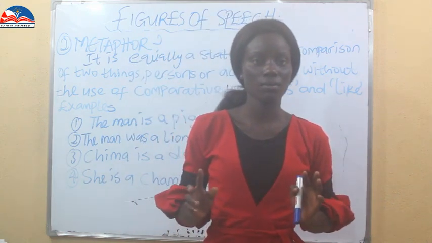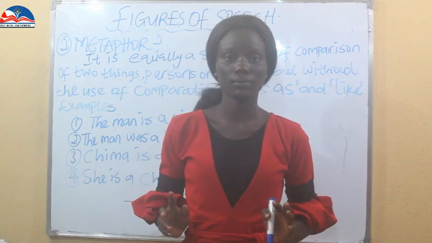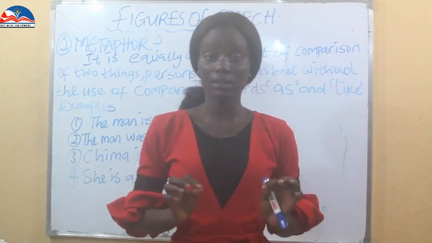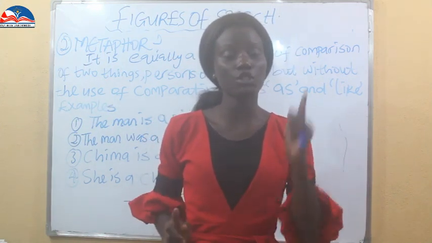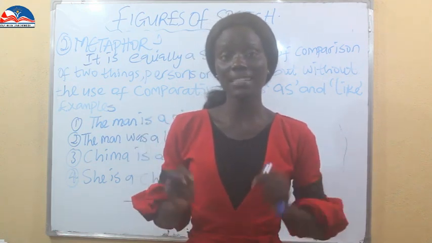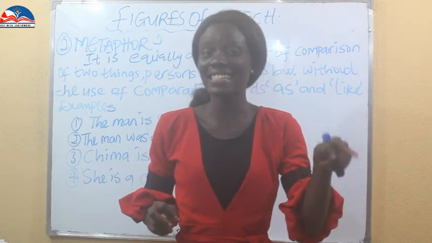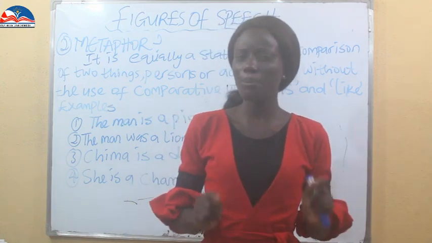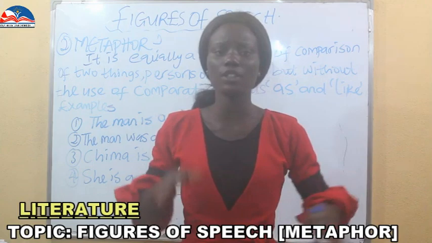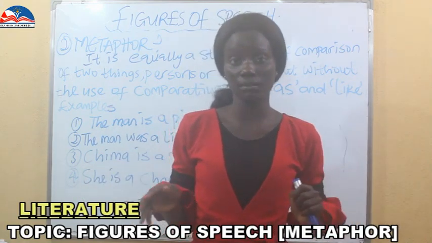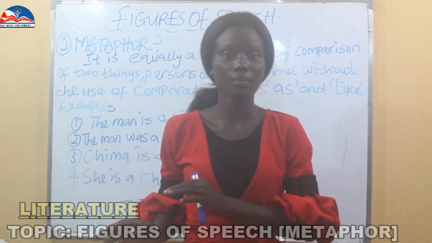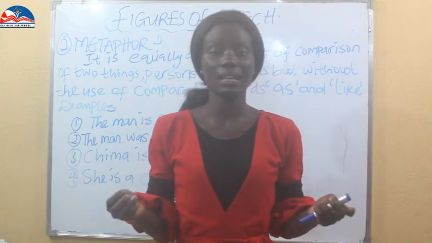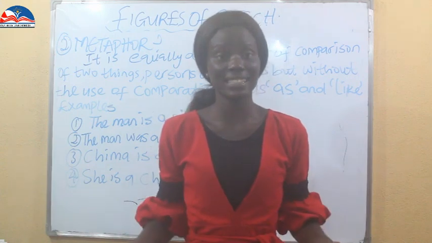Direct comparison. The man is a pig. You are directly saying the man is a pig without the use of as and like. Remember, in simile we have the man is as dirty as a pig. We are comparing with the use of as and like, but that is for simile. In metaphor, it deals with direct comparison of two things. The man is a different thing in nature from the pig, but now we are comparing the similarity, the quality between both. That means dirtiness. The man is dirty.